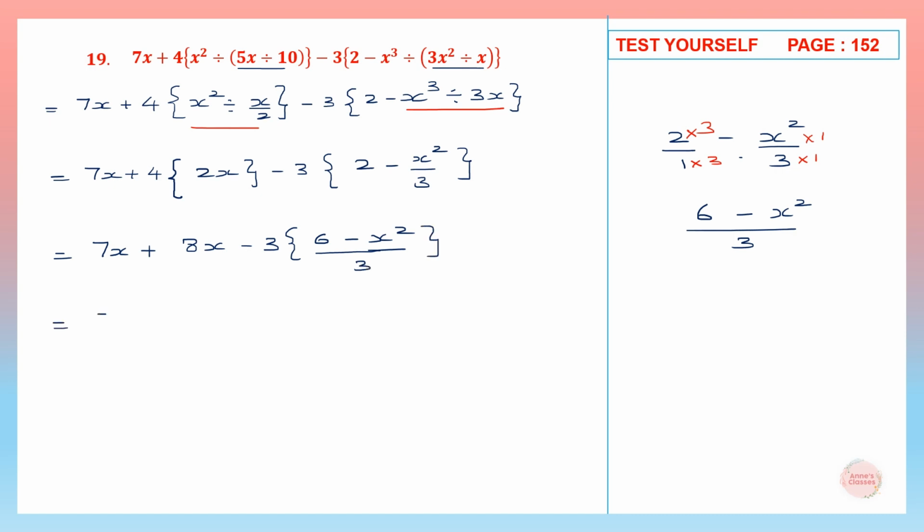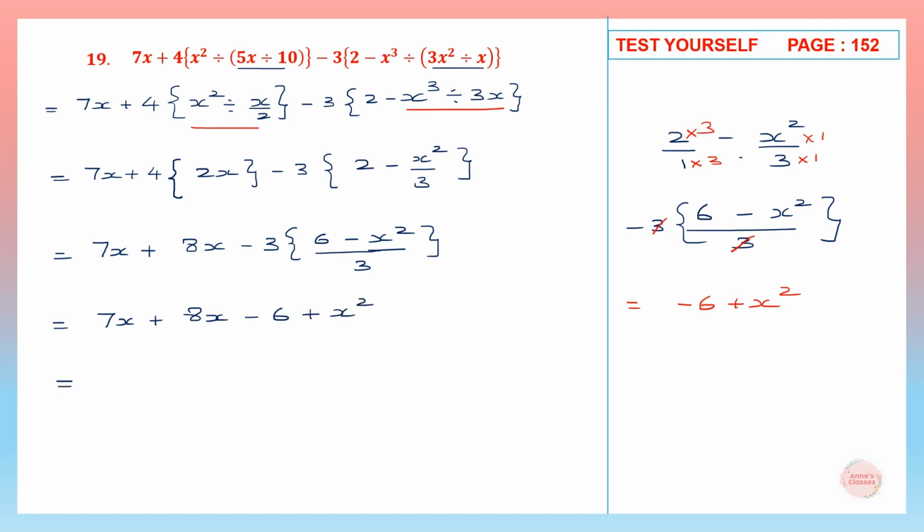Now here let's continue writing. Let's remove all brackets. 7x plus 8x. Now we're going to work this out. It's minus 3 into this much. So as you can see, if I write minus 3 into this, isn't it? This is what we have. Since it's multiplication, I can cancel the 3s. This 3 and this 3 I can cancel. Now what do I have? I have minus into 6 is minus 6. Minus into minus x square, minus into minus is plus, plus x square. So now I'll write this as minus 6 plus x square.